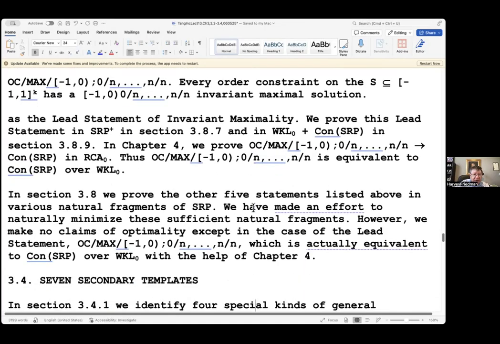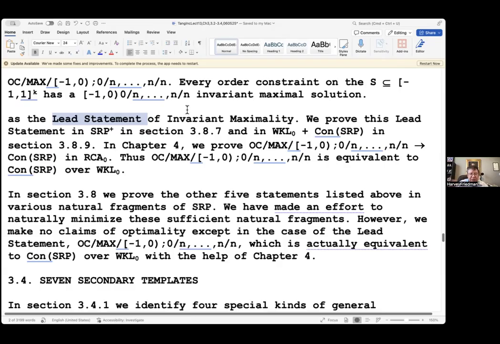This one here is the strongest of these that I was talking about. This one here is the so-called lead statement. It's no longer a template because we actually specified the function. This is the lead statement of invariant maximality. We proved this lead statement in SRP plus, which is the natural extension of SRP to make it finally axiomatized, and WKL naught plus Con SRP in section 389.